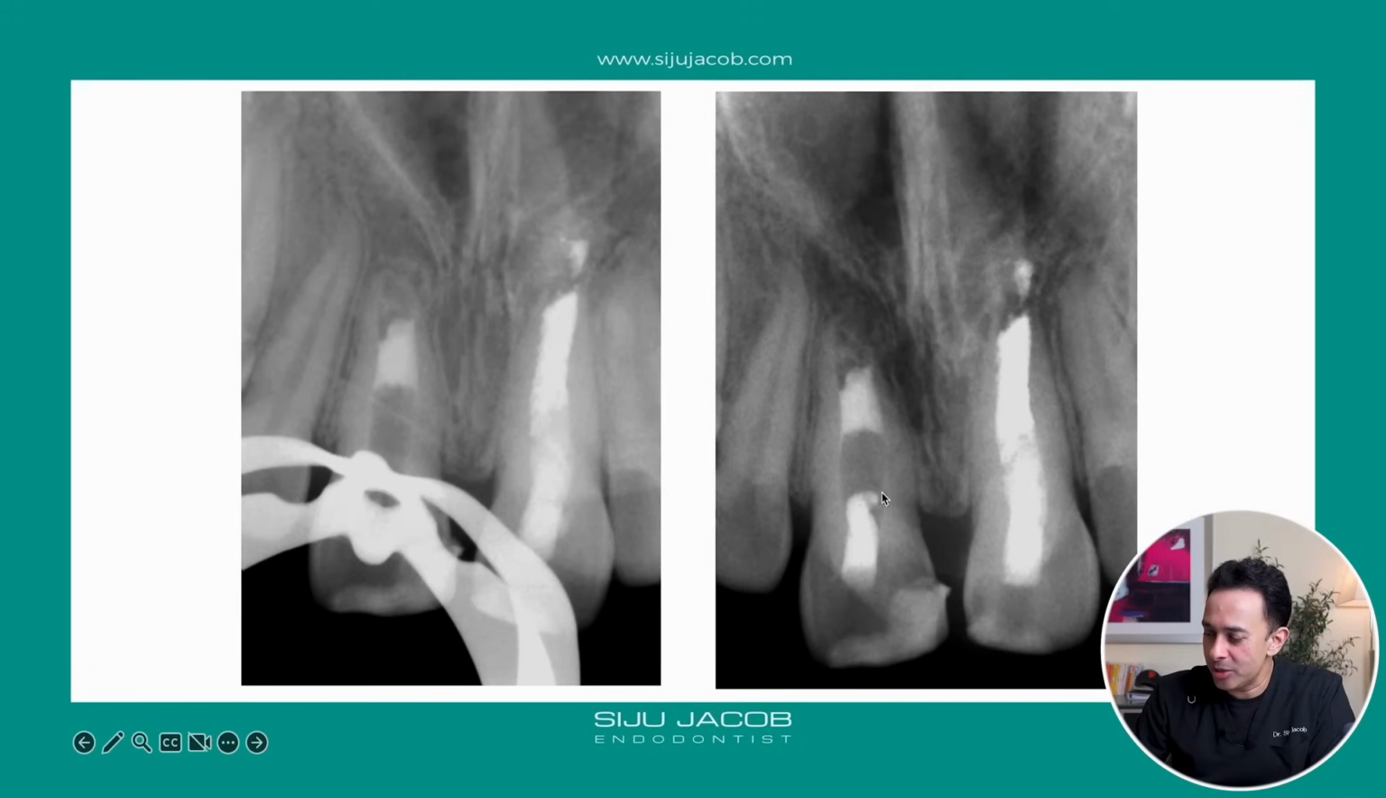So what I did in this case was I wanted to make sure that this barrier is hardened because there was a bit of bleeding there, right? So in such cases, I don't like to immediately close it up. I like to put some cotton pellet there, close it with a temporary filling, recall the patient after a few days, check if this apical MTA is hardened or not, and then put a fiberglass post here for additional strength.